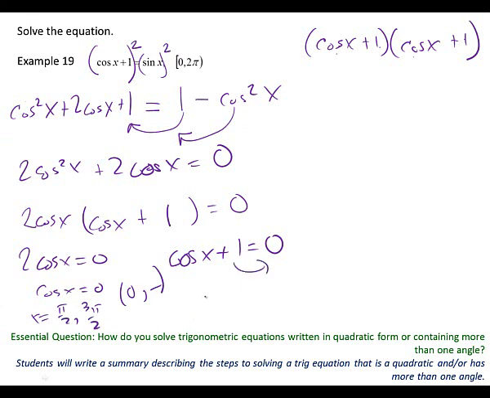I need to move the 1 over. How do I move the 1 over? Subtract it. Okay, and so that means I need to know where the x values are -1. So where does that happen at? Pi.